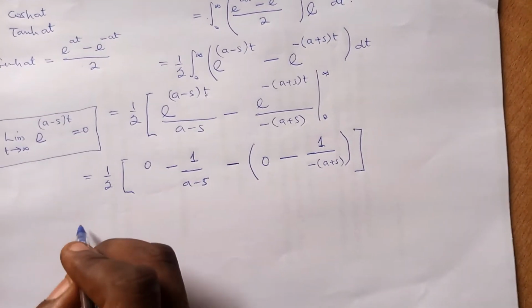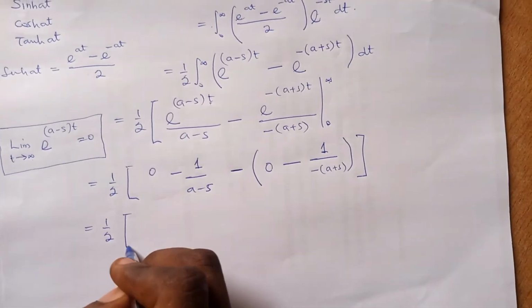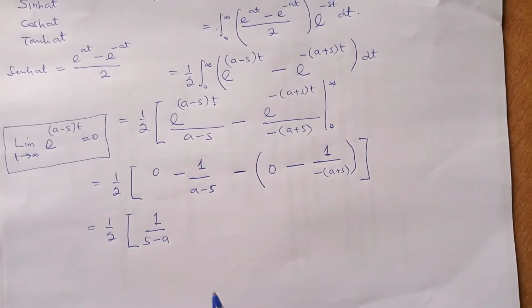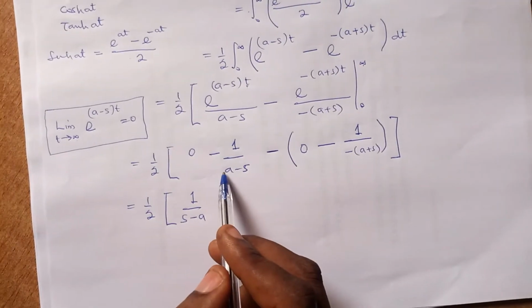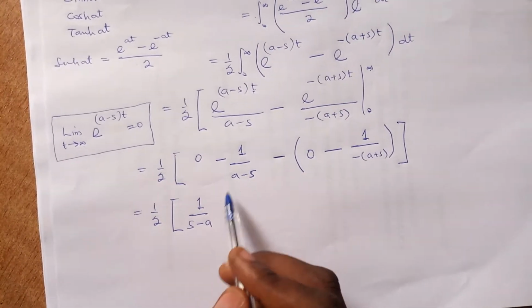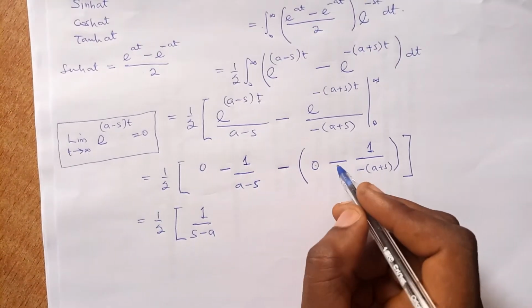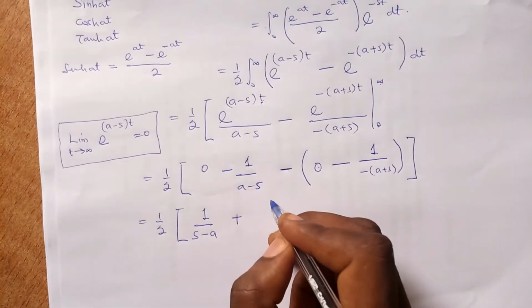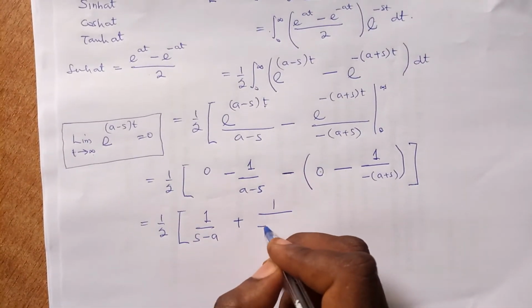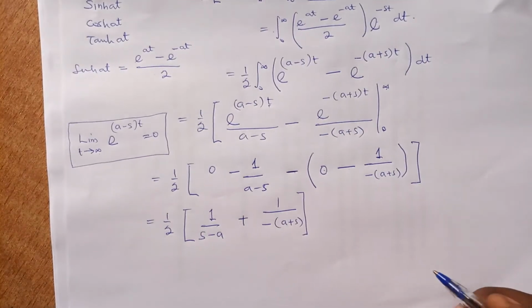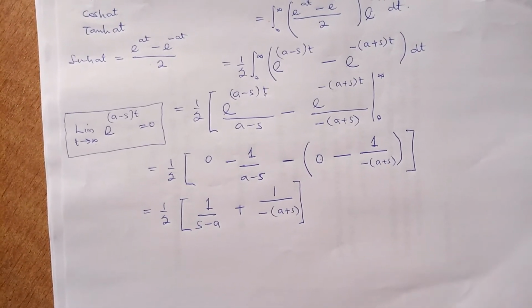So what is the next thing now? We have it to be 1 over 2 into bracket. This one here will give me 1 over (s minus a). Can you see? The minus will affect this one, so this one will change. Then you have this. So what about this one too? Minus times this will give me plus. Then you have plus 1 over minus into bracket (a plus s). Can you see clearly now? So what we have in here now is this.